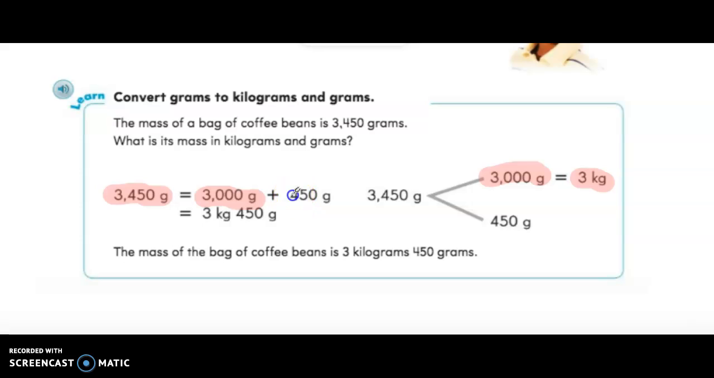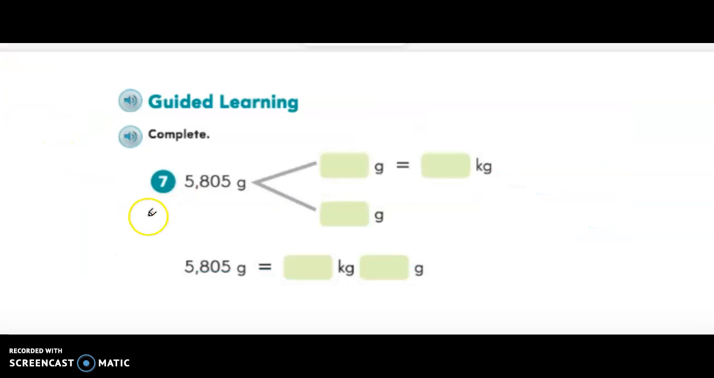We also still have our 450 grams, so we cannot forget about that. And then we take these final two and write it all together to get the final answer of 3 kilograms, 450 grams. So let's practice this.